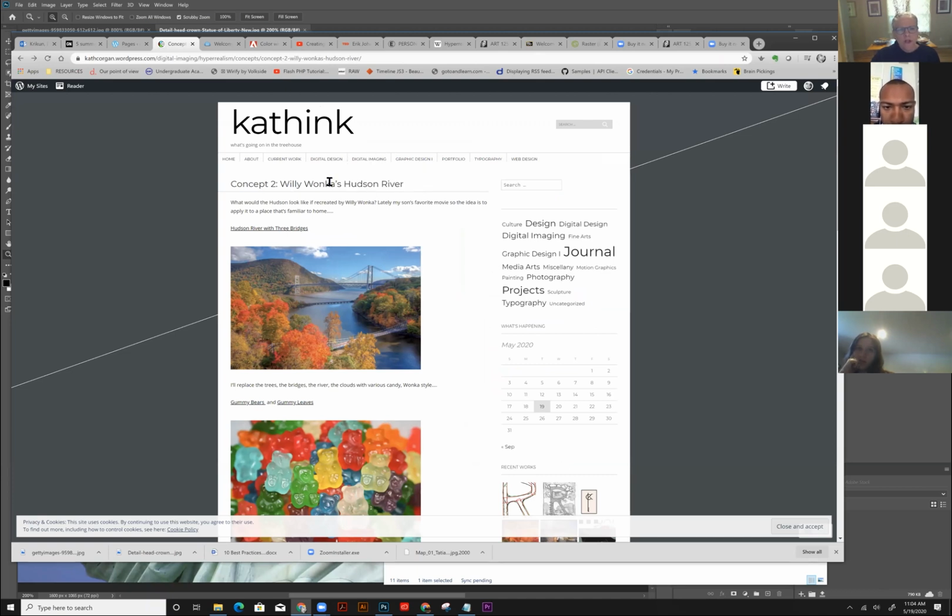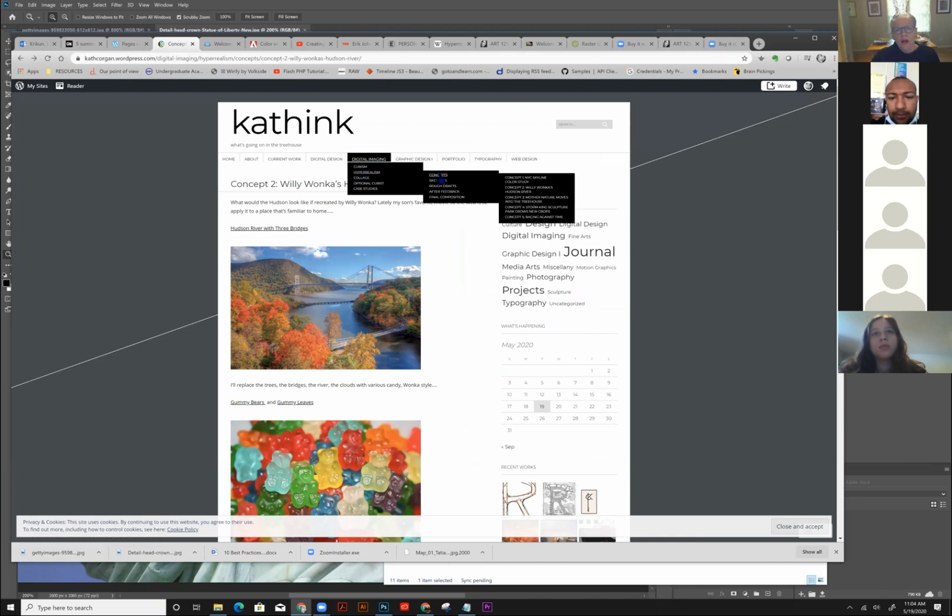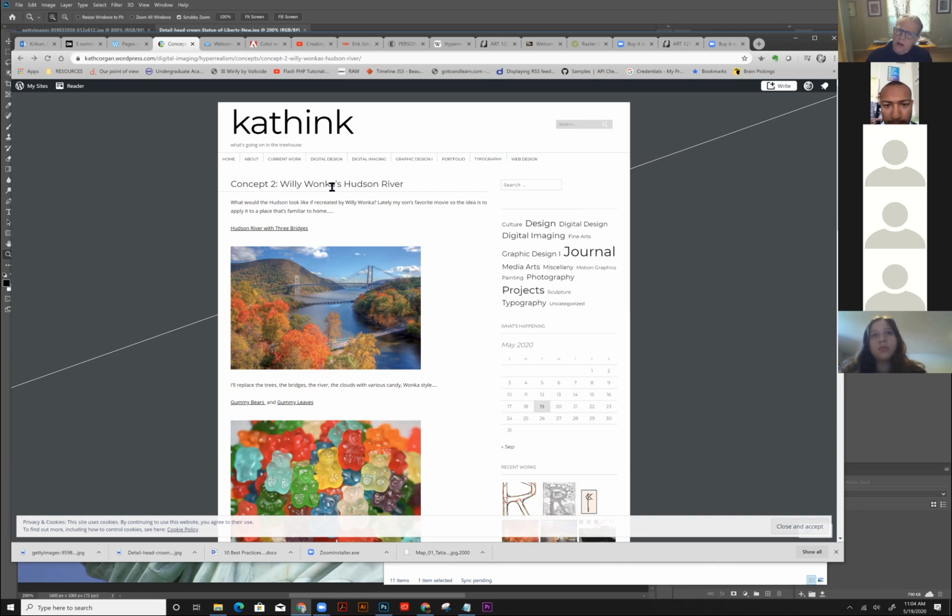So this was her, so in other words, here's her digital imaging. Here is her hyperrealism. These are the pages that she made. We're only doing progress and final. And here were her concepts. And so we're only looking for 3 concepts. So this is one example of a concept.